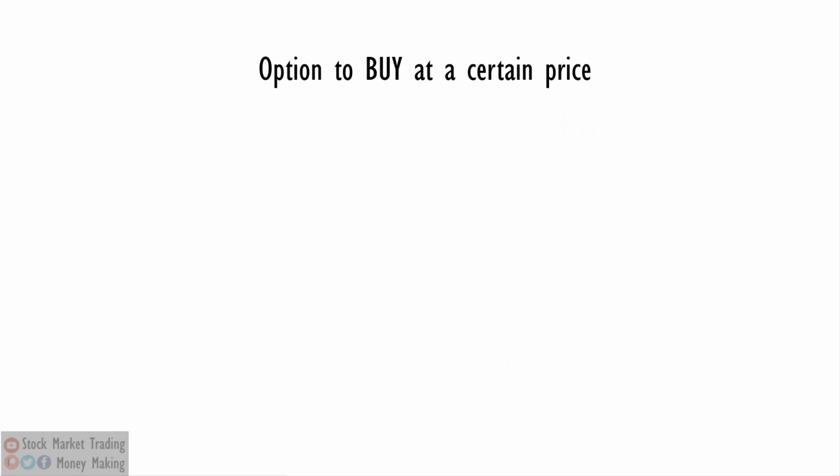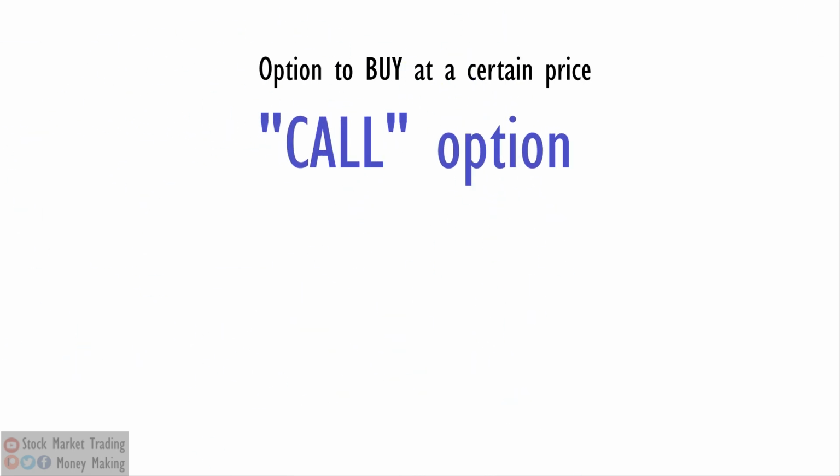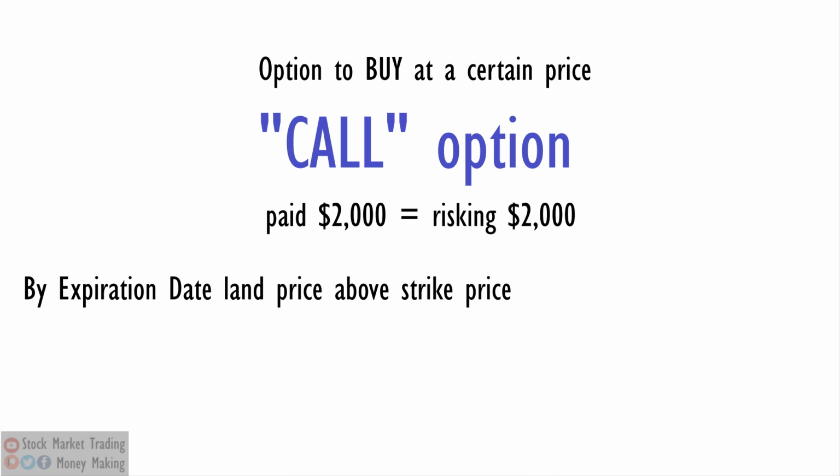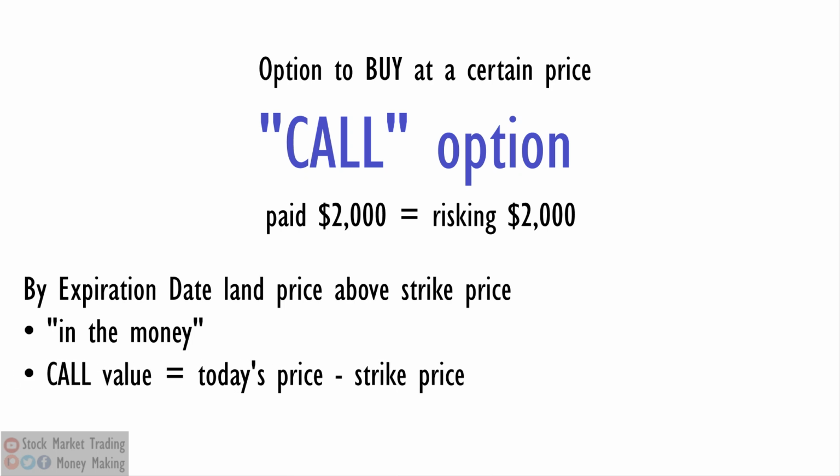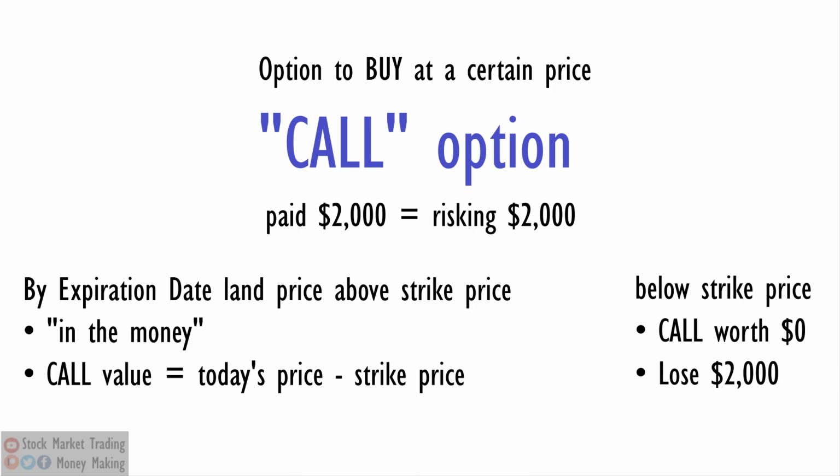That option is called a call. You paid for this call $2,000 and you're risking only $2,000. If by expiration day the price of the land is above the strike price, then your call is in the money and will be equal to the difference between the strike price and the price it's trading at today. But if by expiration the price of the land is below the strike price, then the price of your call will be zero and you will lose $2,000. But your losses are limited to the price of the call.